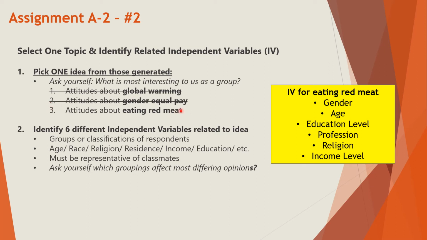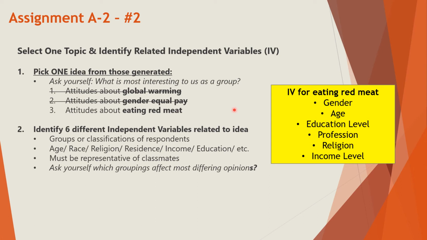The first answer is, which of your constructs are you going to use? And that was eating red meat. And then which identifying 6 independent variables or classifications or groups that you think will affect people's attitudes about eating red meat. Okay, these are the independent variables. The dependent variable is the attitude about eating red meat.